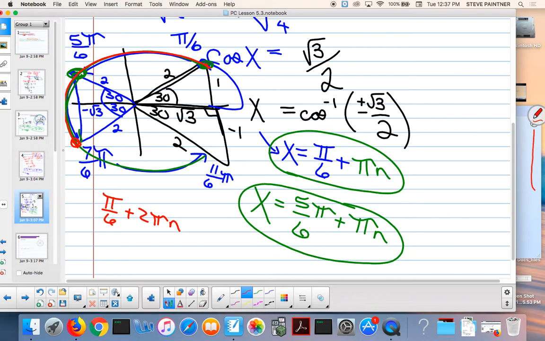And this is just when I say n is what? An integer. And so if I say pi times 1 right here, that's 1 half circle. 2 would be a half and a half. It would be a full circle. I'd be right back on this spot.